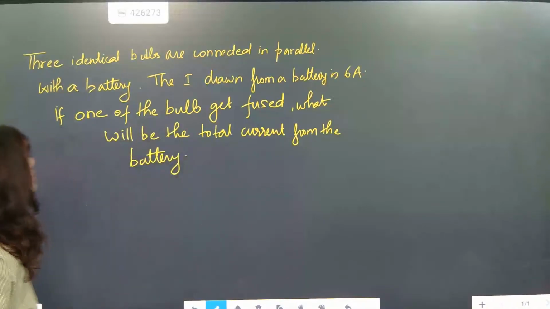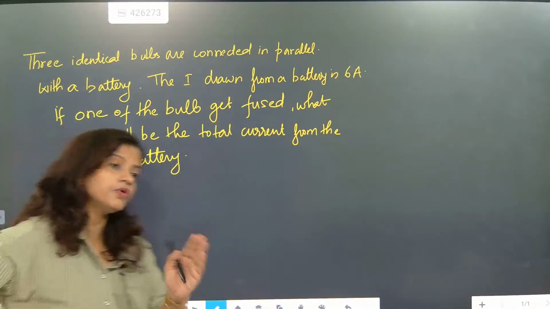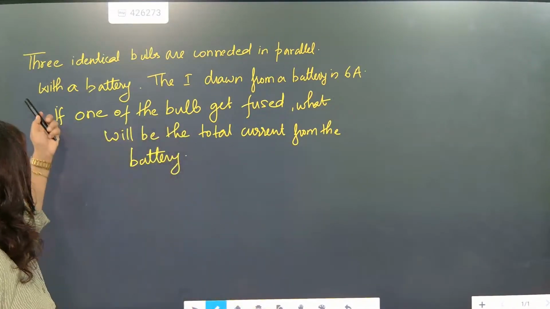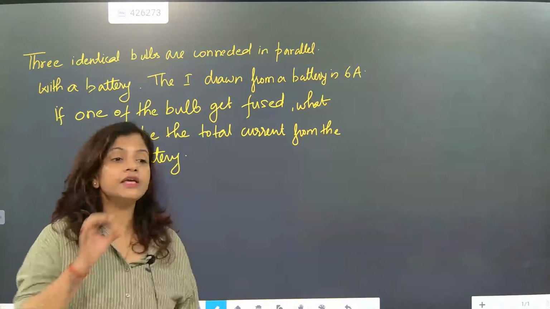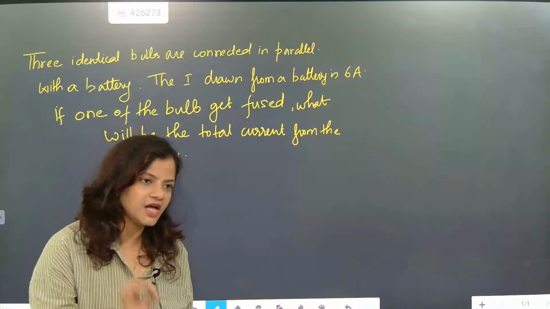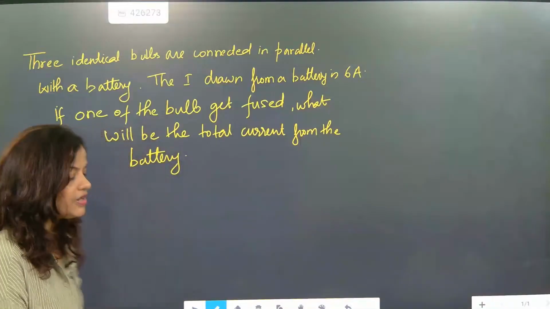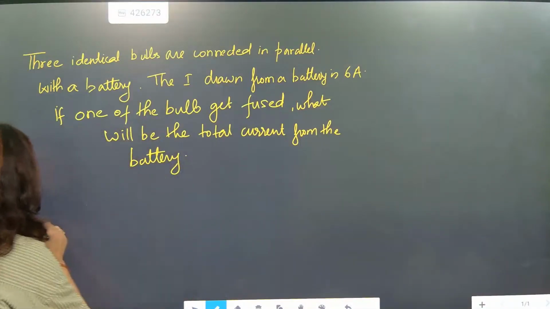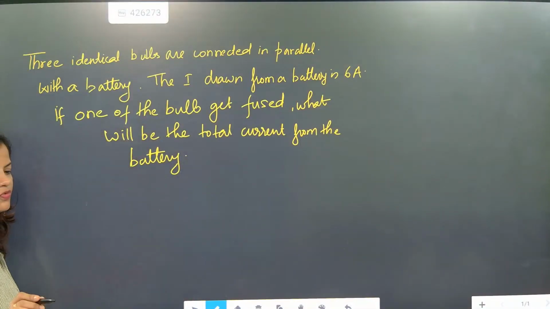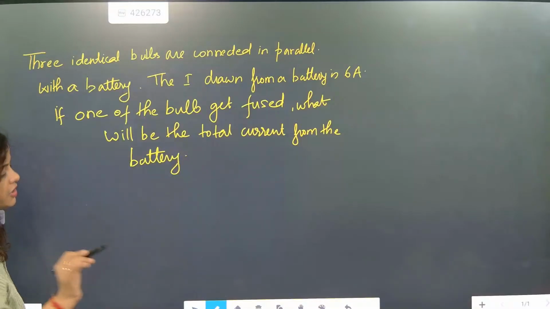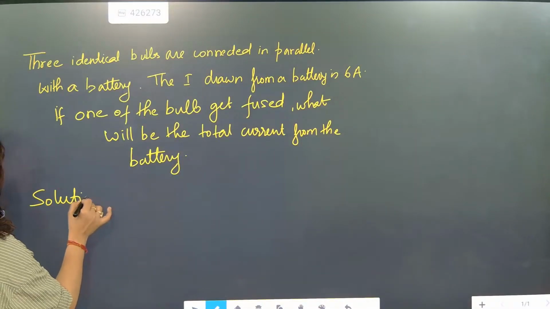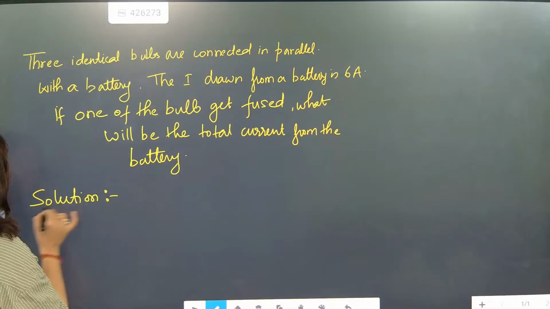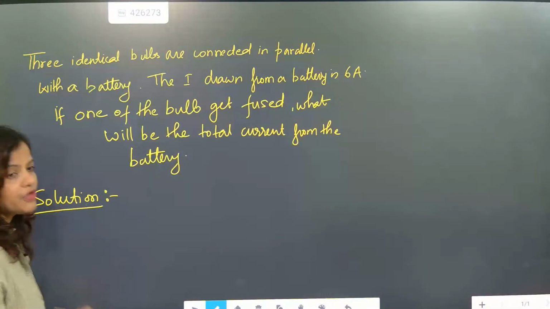The first basic information given to us is that the three identical bulbs are connected in parallel. That means each bulb is having resistance R. Correct? So we will write like that only. First we will draw. So now in solution section, the first part is drawing.